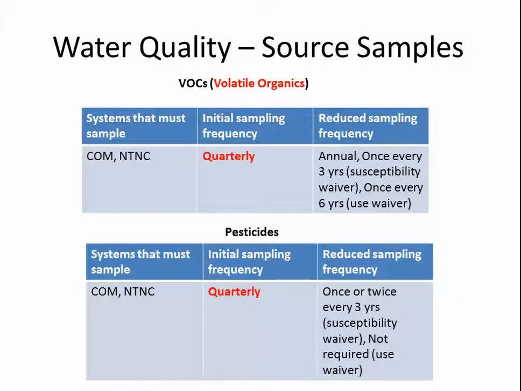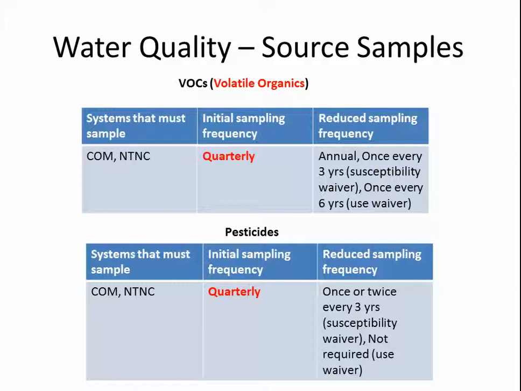Okay, volatile organics, that's what VOC stands for. VOCs and pesticides are only for community and non-transient, non-community systems. Initially, they both are required quarterly. The reduced sampling for VOCs, it goes to annual and then once every 3 years, which is a susceptibility or a reliably and consistently waiver. And then it can go to once every 6 years, which is a use waiver, which means that none of the contaminants on the VOC list are used, stored, transported, or manufactured in the protection zones for that source.